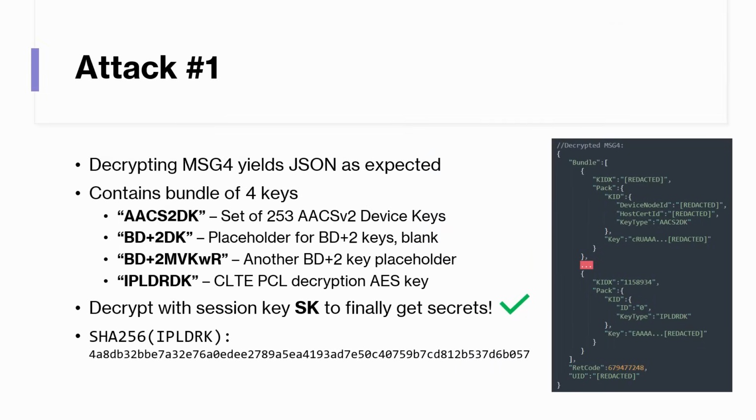There's another scheme called Blu-ray BD+, which is something completely different and is not used here. The keys are there, but they're blank, so we can just effectively ignore those. And the PCL key that we talked about. Since we have the session key trivially computable, we can just decrypt them from these base64 blobs, and that gets us an entire set of 253 AACSv2 device keys and the PCL key.